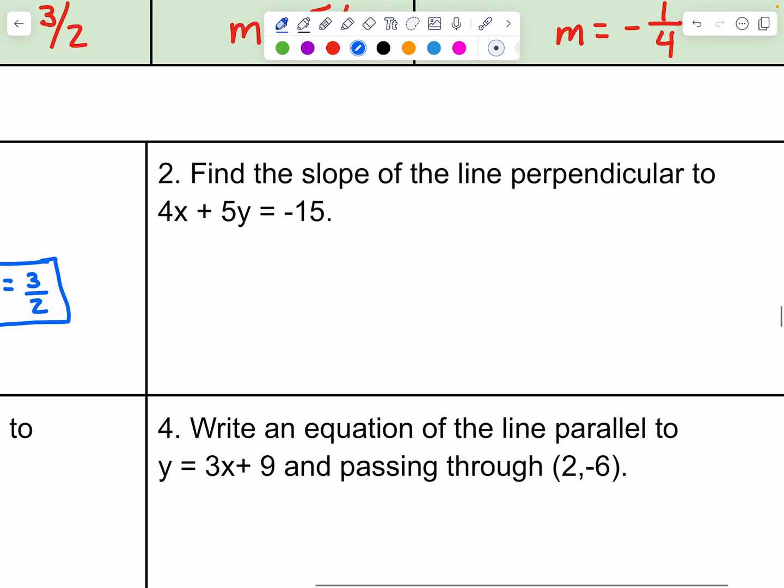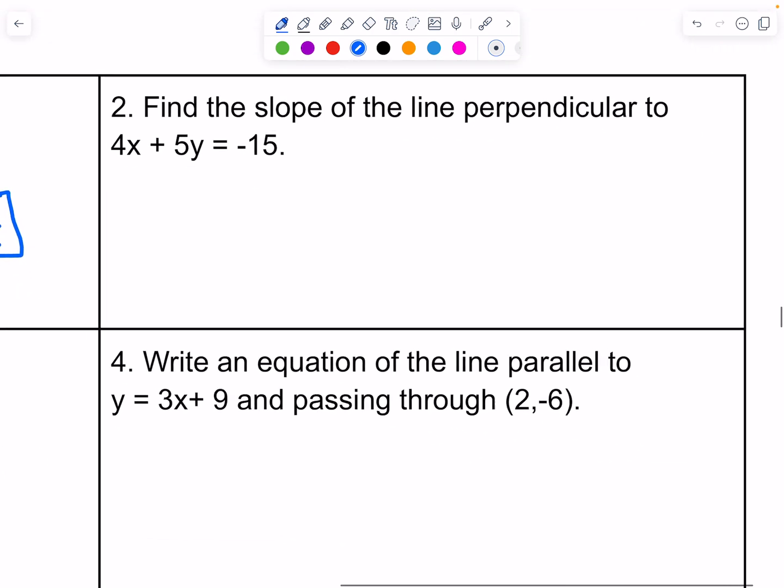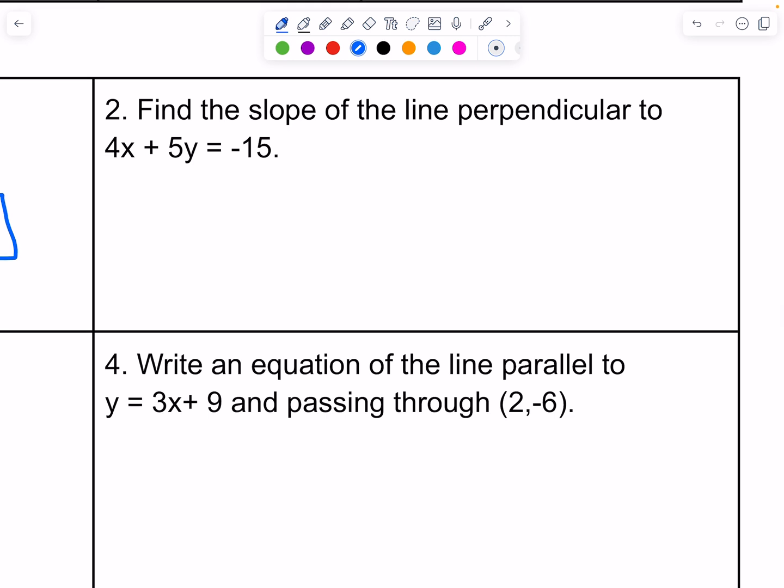Let's look at another example. If we want to find the slope of the line perpendicular to this line, remember in standard form, ax plus by equals c. Let me scooch this down. Your a is the 4, your b is the 5, and your c is the -15. So to find a slope quickly, you can always pick out -a/b. In this case, that's going to be -4/5. So see how nice and easy that is?